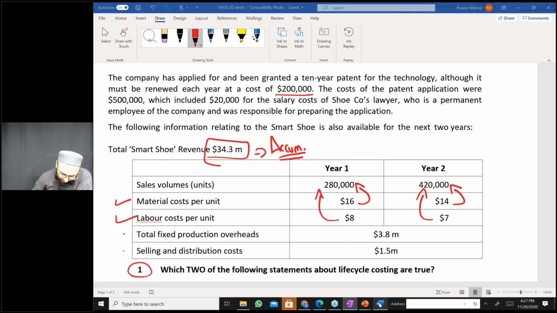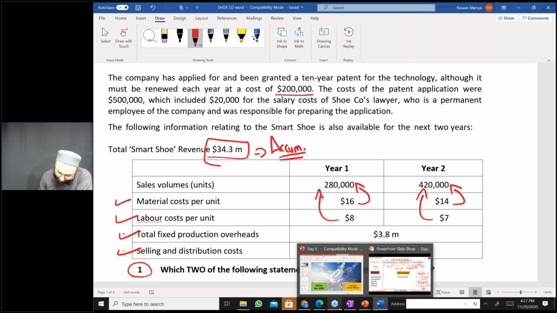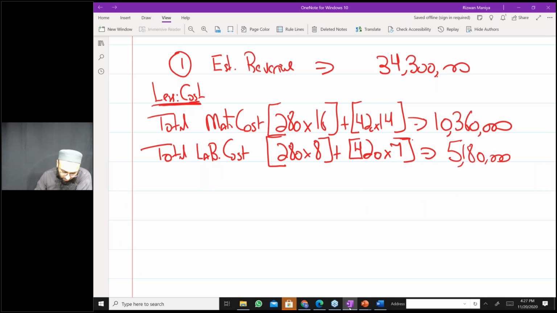Now, what do you think? Should I take fixed production overheads and selling and distribution costs here as well? The answers are yes. People are saying yes, I should, because it relates to the product, so I should take that. So I would be taking here fixed production overheads. It was written here, so I should write overheads. And how much is the figure of that? So the figure is 3,880,000.